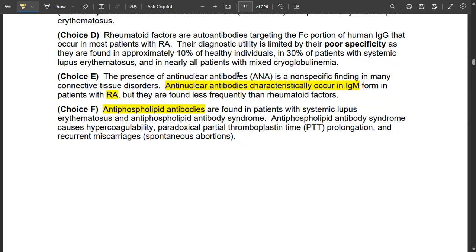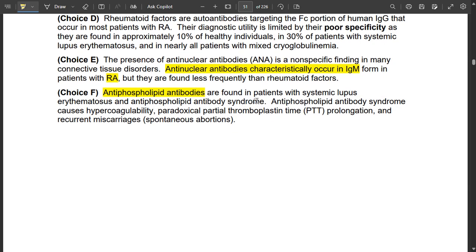The presence of antinuclear antibodies is a non-specific finding of many connective tissue disorders, and antinuclear antibodies characteristically occur in IgM form in patients with RA. Normally, ANAs can be generally IgG as well, but in rheumatoid arthritis, the IgM form of ANA is generally present, but they are less frequent than rheumatoid factors. Rheumatoid factors are slightly more specific than ANAs, and anti-CCP is most specific for RA. Antiphospholipid antibodies, APLAs, are found in patients with SLE.